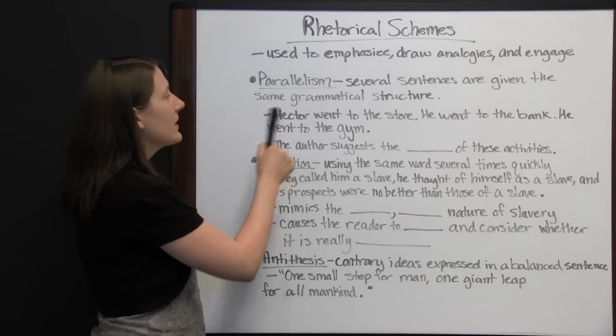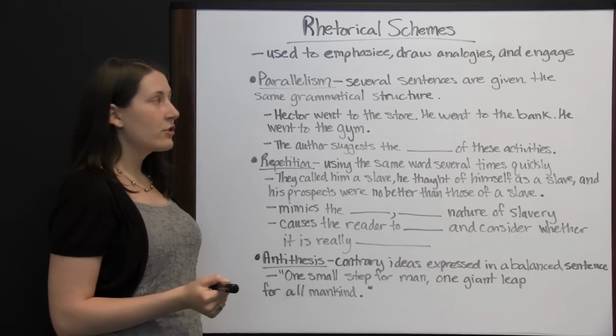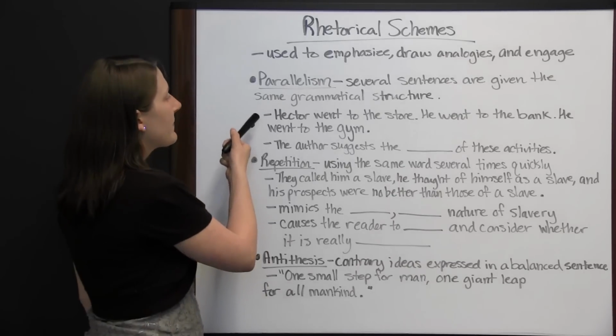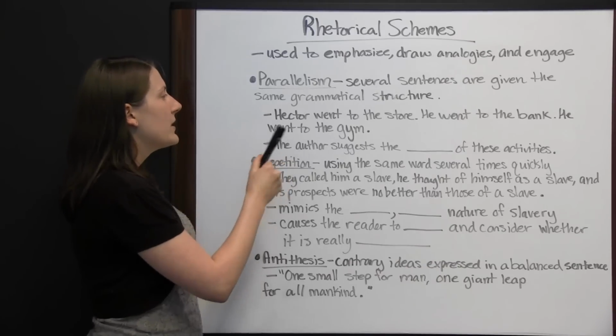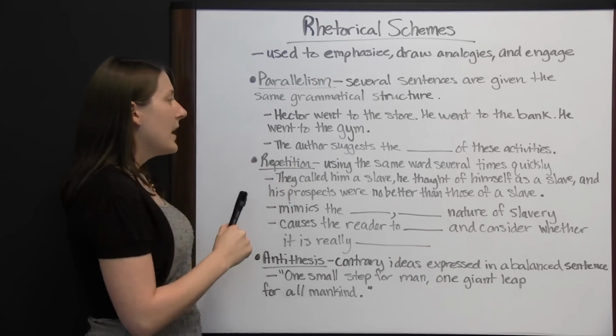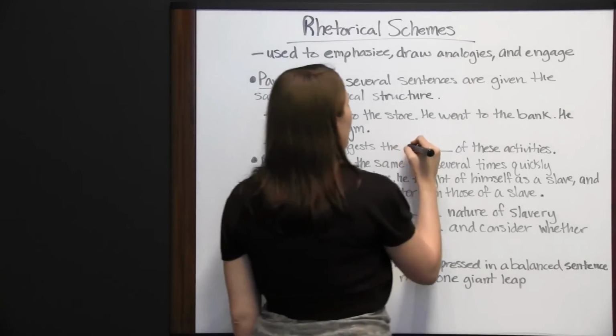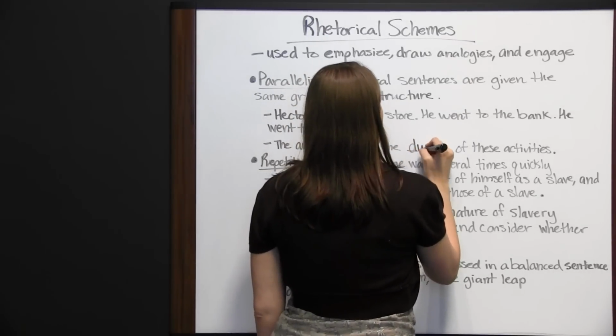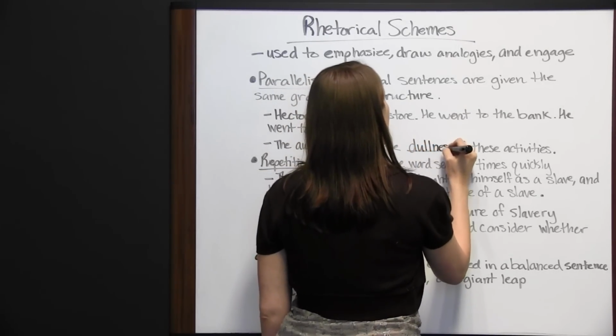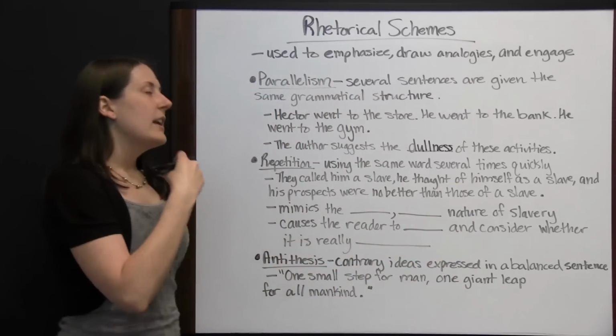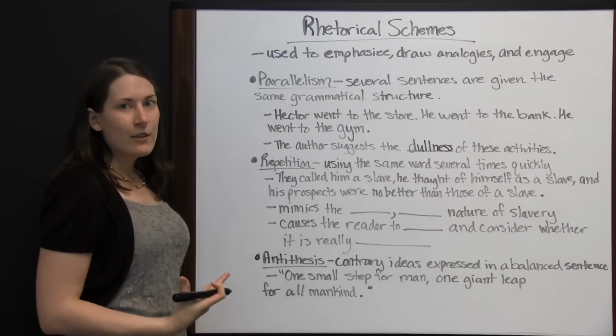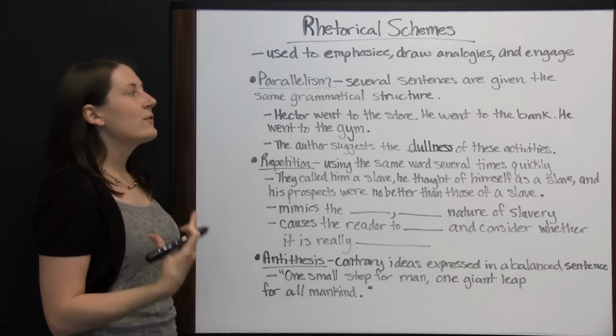Parallelism is when several sentences are given the same grammatical structure. An example would be, Hector went to the store. He went to the bank. He went to the gym. The author suggests the dullness of these activities. That parallel structure shows that it's the same thing happening over and over again. It's really dull. It's really boring.